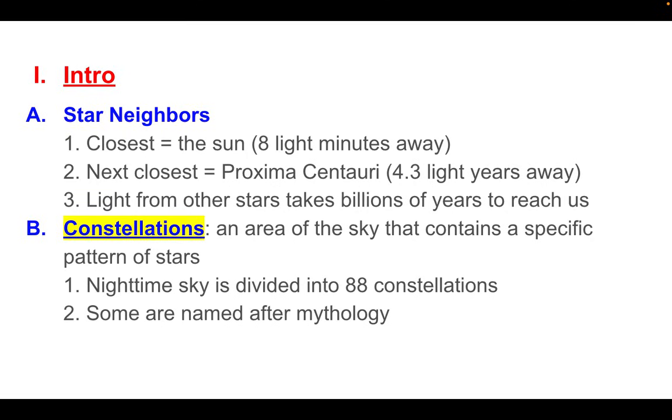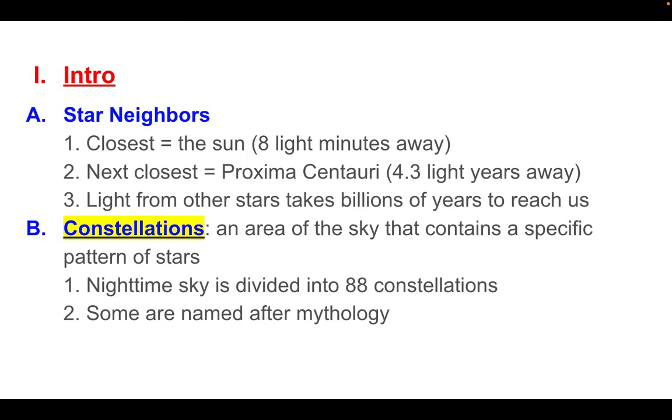So, introduction. Our closest star is the sun. It is 8 light minutes away. When I say that it's 8 light minutes away, that means if you were traveling at the speed of light, 300,000 kilometers per second, it would take 8 minutes to go from the sun to the Earth. So the light that you're seeing from the sun is 8 minutes old.